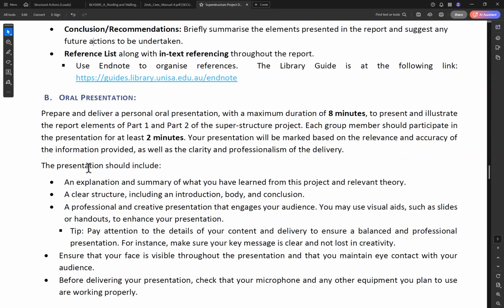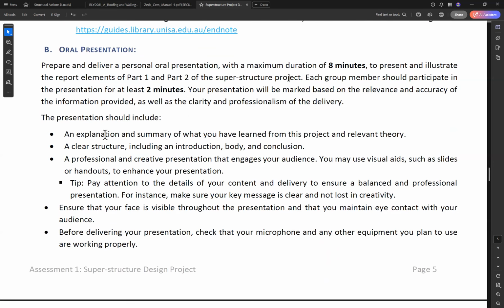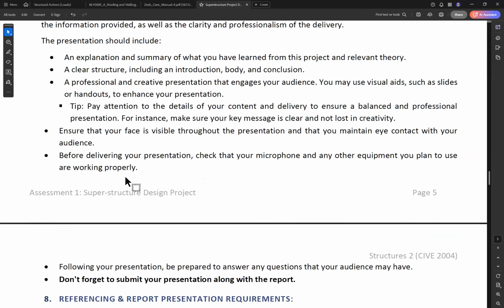For the oral presentation, using the report, you will prepare a presentation, for example in PowerPoint, and we will present it face to face in the class in week 12. It is 8 minutes per group. So we will make a table for the groups, so each group has a time to present in. The presentation can follow this instruction, like an explanation of the summary, just to briefly introduce the elements and concepts and the results you get in the report.